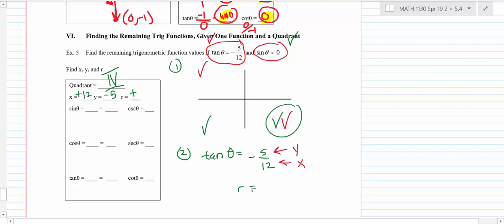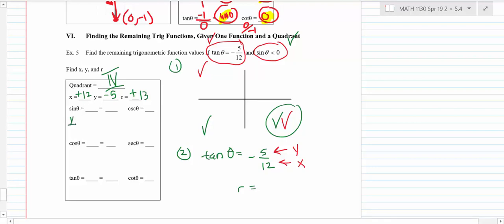It's a Pythagorean triple: 5, 12, 13. If you don't know that, use the Pythagorean theorem, but I'm not going to do that part. That's a Pythagorean triple. Work it out, you'll get that. Okay, that's it. So really the work of the problem is figuring out x, y, and r. Now from here, it's easy.